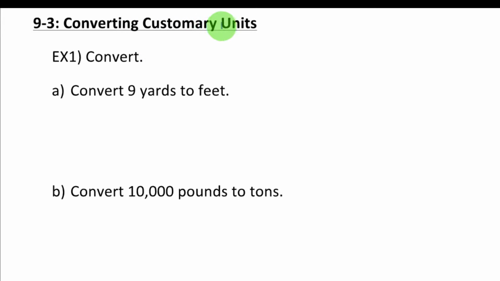Today we're going to convert customary units. Remember, customary units are those units that are used primarily by countries such as the US. So we're not dealing with metric units today. And in this first problem, we're asked to convert 9 yards to feet. So let's look at this.